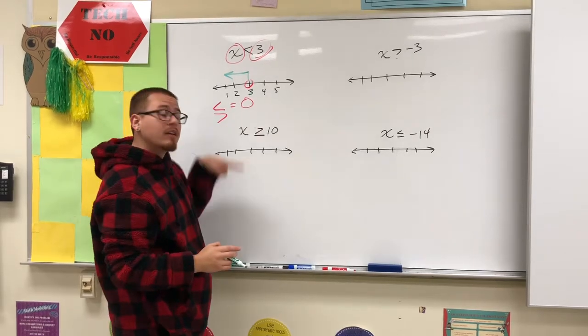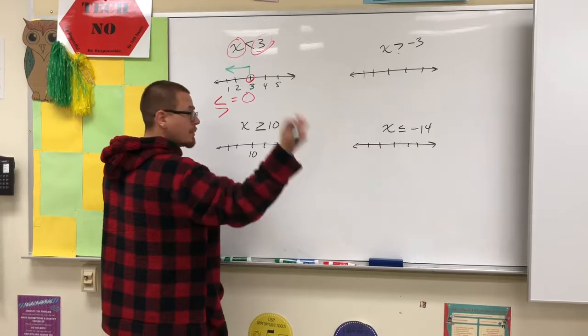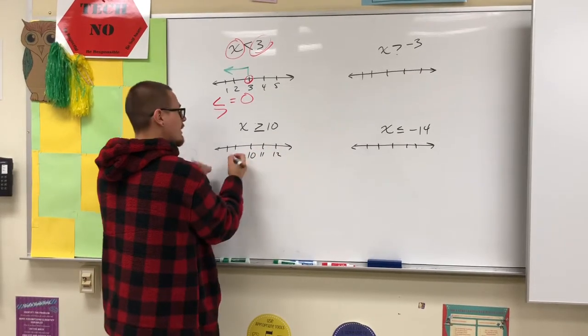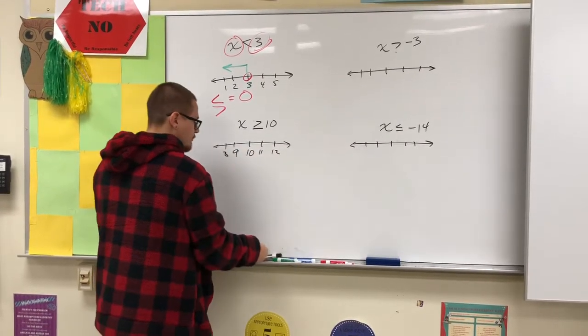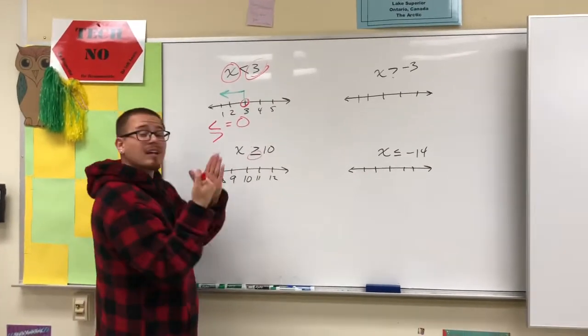X is greater than or equal to 10. Same thing. 5 numbers. 10 to the right gets bigger: 11, 12. Left gets smaller: 9, 8. Now this one's a little different because it's an equal then.